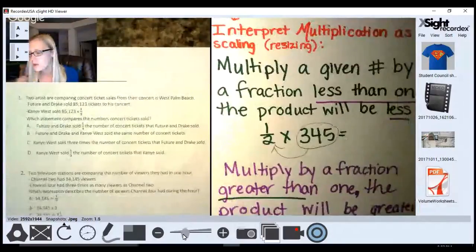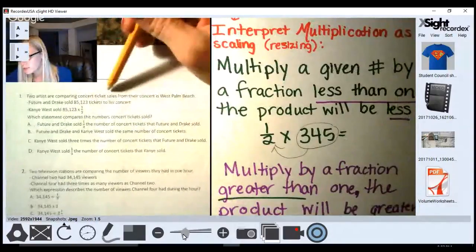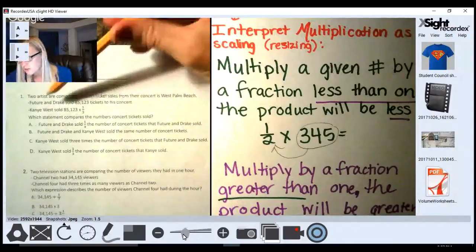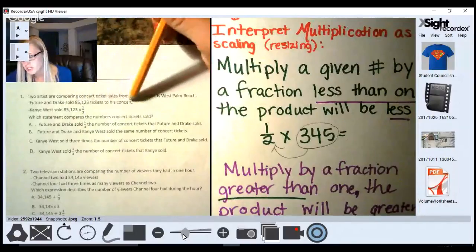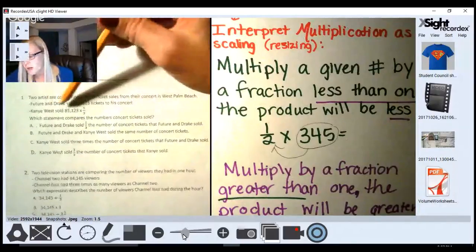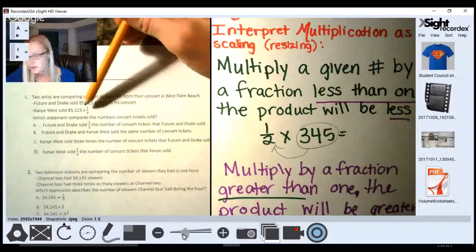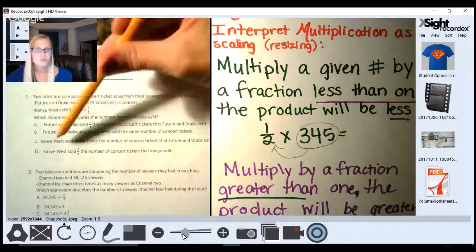So look at question 1. Question 1 says two artists are comparing concert ticket sales from their concerts in West Palm Beach. Future and Drake sold 85,123 tickets in his concert. Kanye West sold 85,123 times 1/3. Which statement compares the number of concert tickets sold? So this is a multiple choice.